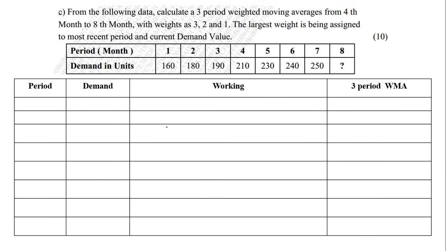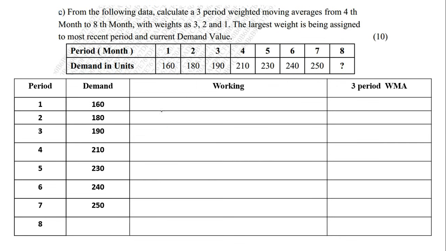It is given that from the following data, calculate a 3 period weighted moving average from the 4th month to the 8th month with weights 3, 2 and 1. Similar question. The largest weight is being assigned to the most recent period and the current demand value. Period 1 to 8 and the demands have been given to you. So same columns: period, demand, working, 3 period weighted moving average. Under the period we note down 1 to 8. Under demand we will note down 160, 180, 190, 210, 230, 240, 250 and a question mark that we need to find, for the 8th period. Since these are months, for the 8th month we need to find the value.